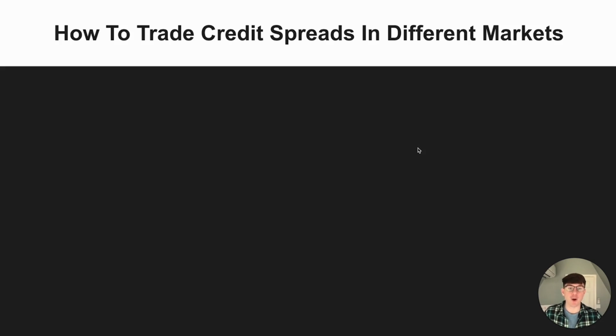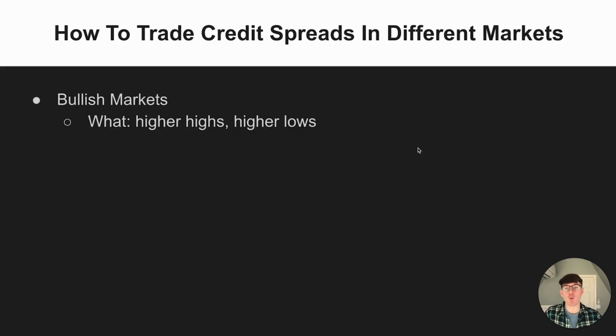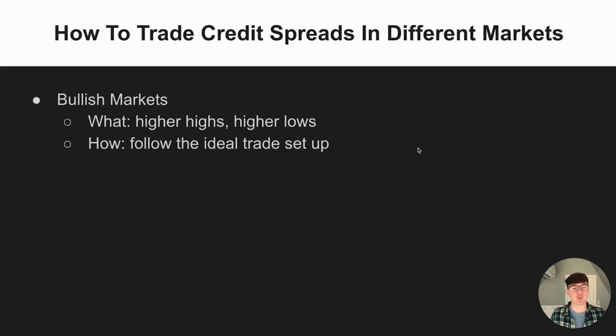How do I trade credit spreads in different markets? Okay, what about bullish markets? Bullish markets are defined as higher highs and higher lows. That means the market is moving higher, moving upward. If that is true, I'm going to follow the ideal trade setup, which is based on best practices, or if I'm using mine, whichever one you want to use, you just follow that typical setup. Because again, credit spreads are made to profit in upward markets.